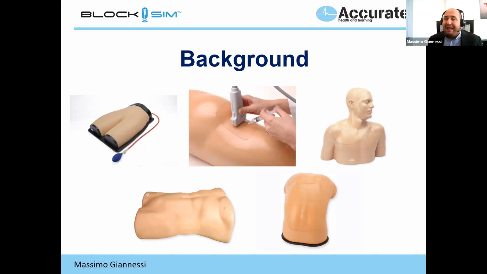Fourth, you don't have the real anatomy. You have plastic reproducing the anatomy very well, but it's not the real anatomy, so something can look a little bit different.